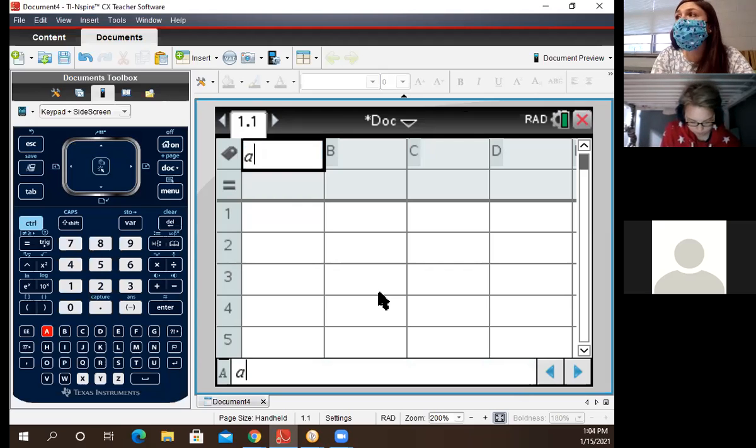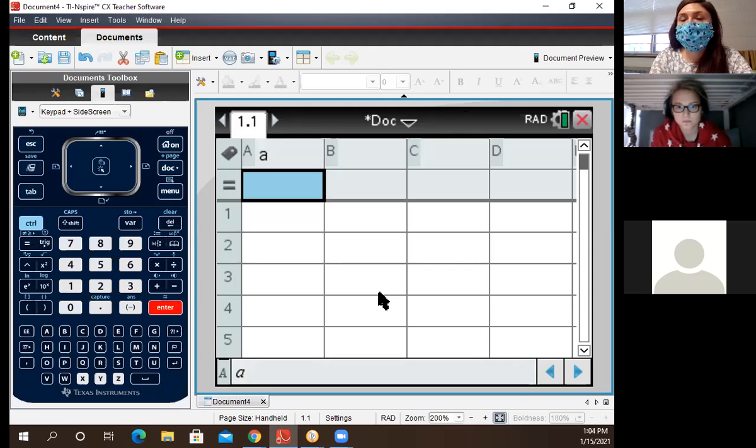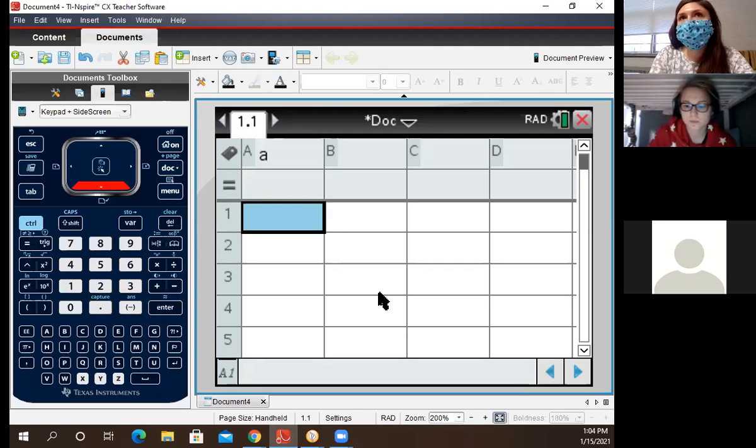You could call it whatever you want. I'm going to call mine A. I'm going to hit enter. I need to give this column a name so that in a few minutes, when I tell my calculator to do those computations for me, I can tell it what data I've given it. Okay? And I need a name for that column in order to do so.